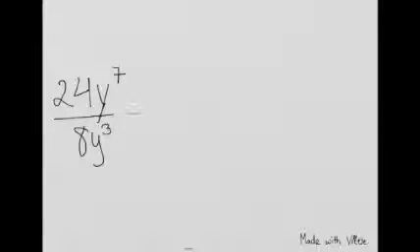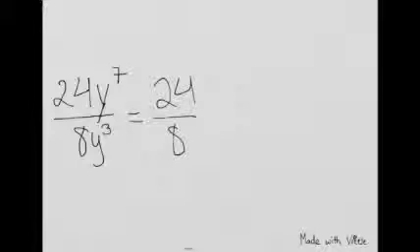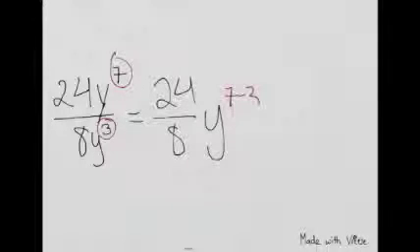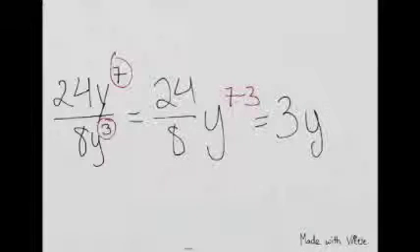Just like with our other problems, we're going to divide the numbers just like we would in a normal division problem, 24 divided by 8. Then we're going to take the base of y and take the numerator's exponent, which is 7, minus the denominator's exponent, which is 3. Then we simplify. So 24 divided by 8 is 3. And we put the y, and 7 minus 3 is 4. So our final answer is 3y to the fourth.